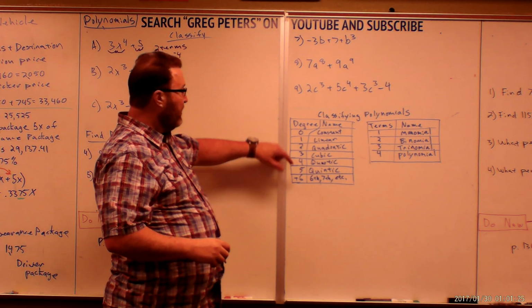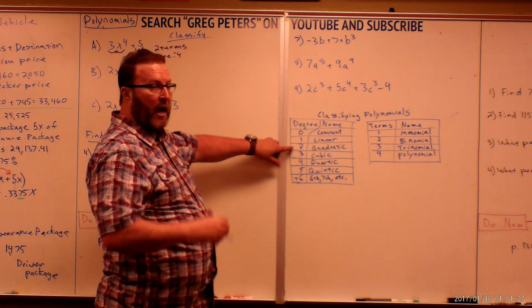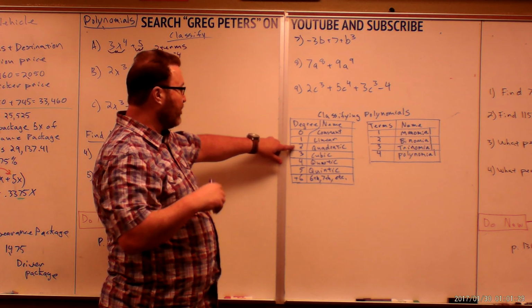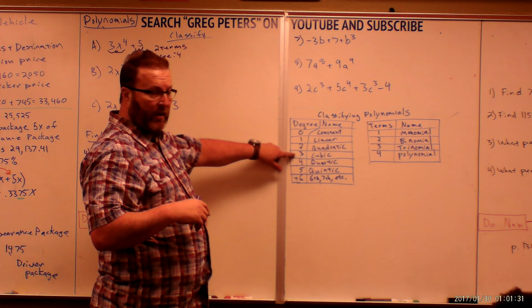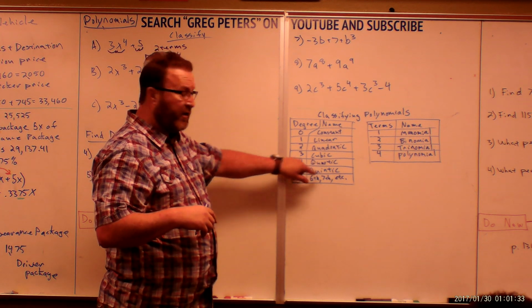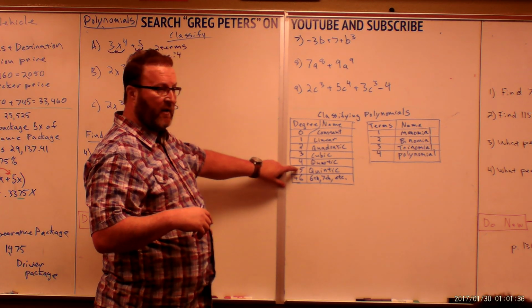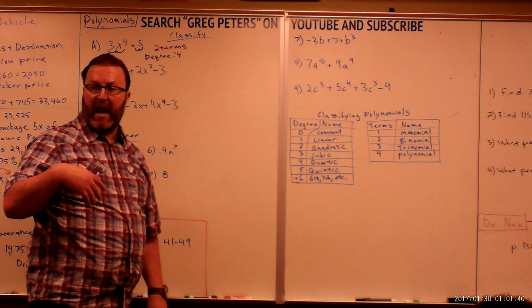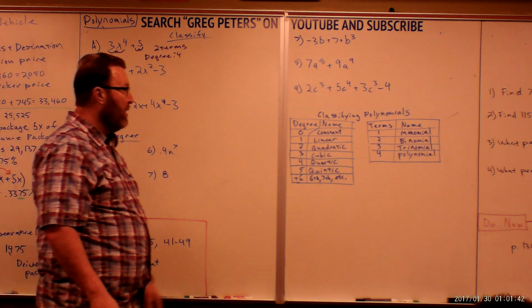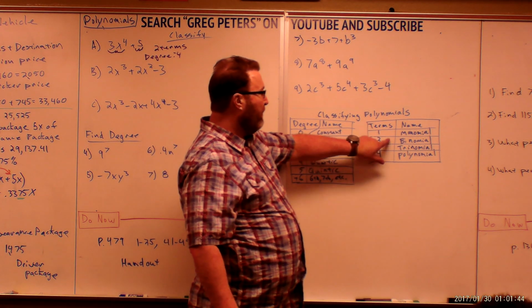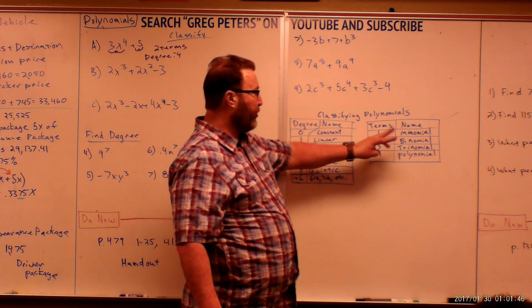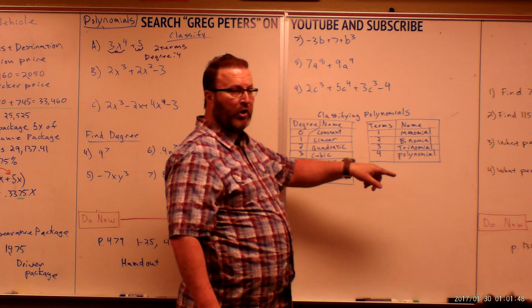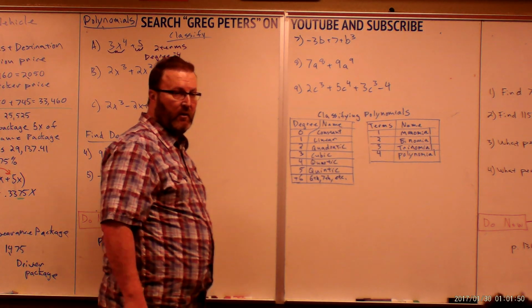Constants are numbers. One variable is linear. x to the power of 2 is quadratic. If it's 3, it's cubic. If it's 4, quartic, quintic, 5. 6 and above are now just numbers: 6, 7, 8, 13th degree. Okay? Monomial, 1 term. Binomial, 2 terms. Trinomial, 3 terms. Polynomial, 4 terms. Nothing more than polynomials. Right?